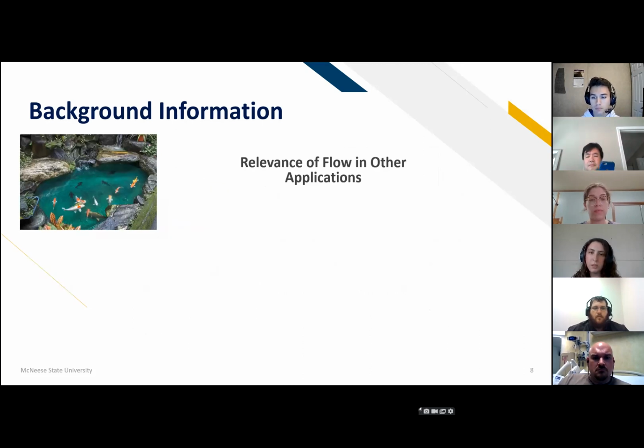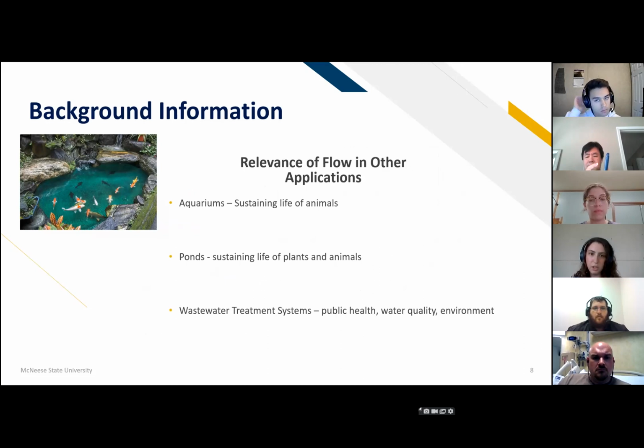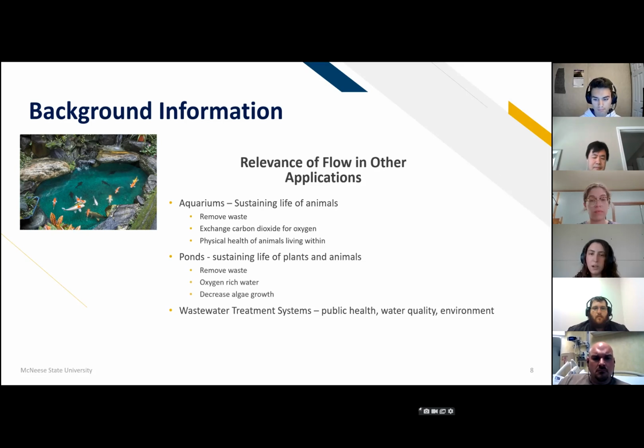So flow has some relevance in other applications, including aquariums, ponds, and wastewater treatment systems. In aquariums, it sustains the life of animals, it removes the waste from the water, and it exchanges the carbon dioxide for oxygen, which keeps the physical health of the animals living within good. Ponds also sustain the life of plants and animals. It removes waste too, creating oxygen-rich water, and decreases the algae growth. In water systems, it's for public health, water quality, and the environment, and it removes debris through several stages, and it creates oxygen-rich water.